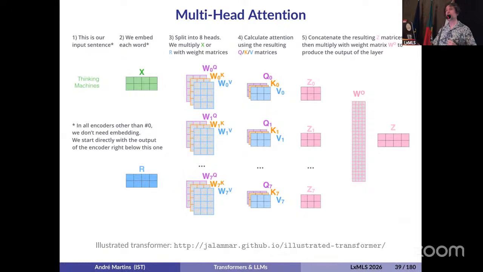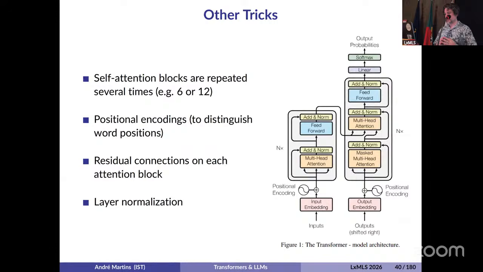Okay, good. How many of you have seen JLMR's blog before? Okay, that's good. It's a very nice explanation. So there's several other tricks. So in the original transformer paper, they had two versions of the model, one with 6 self-attention blocks and another one with 12 attention blocks. Next, I'm going to talk about 3 other things: positional encodings, residual connections, and layer normalization.